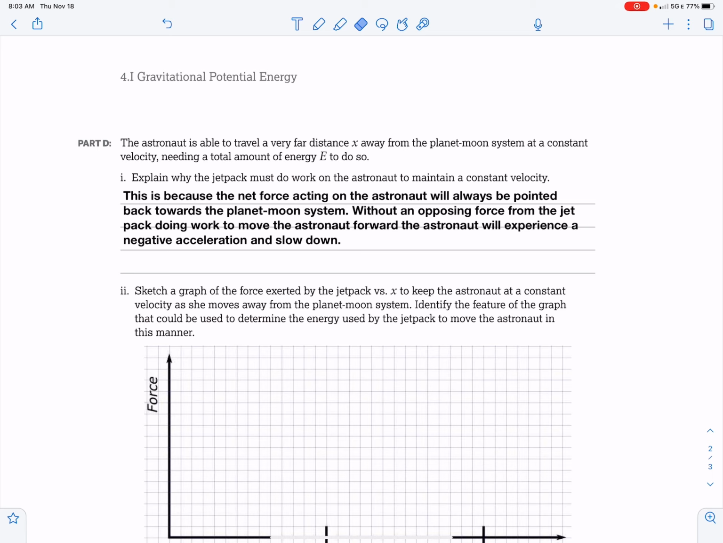So without an opposing force going forward from the jetpack, the astronaut would experience negative acceleration and would slow down. So the jetpack provides an opposing force to balance the net force due to gravity and allow the astronaut to move at a constant speed.